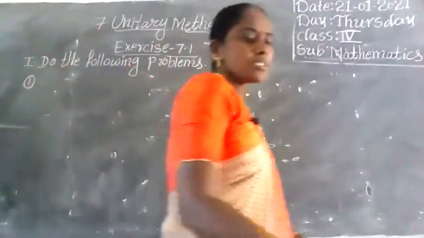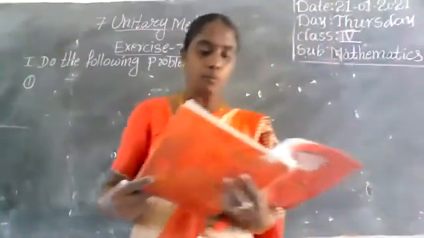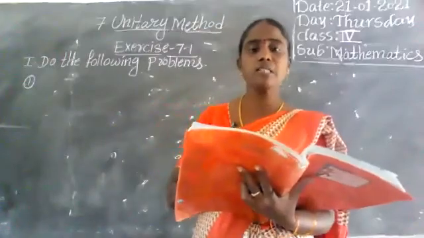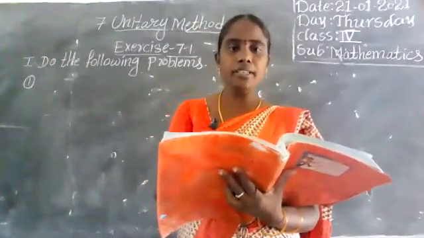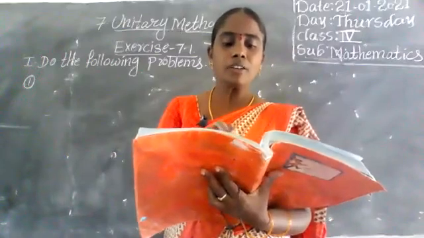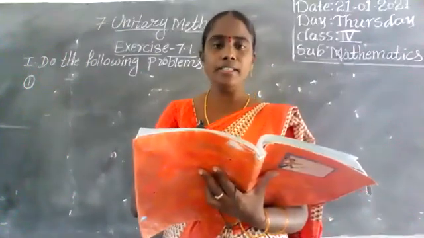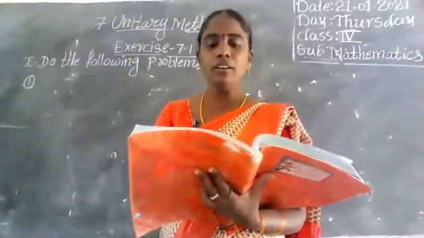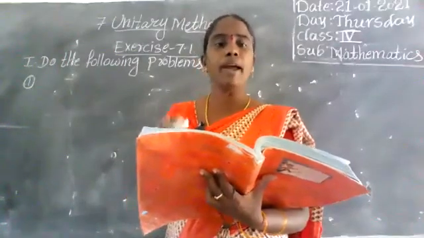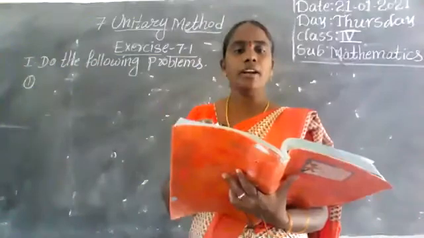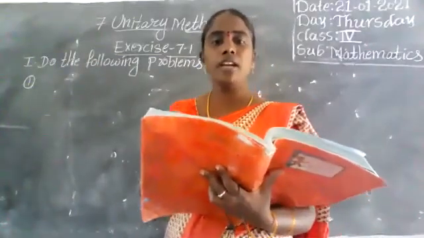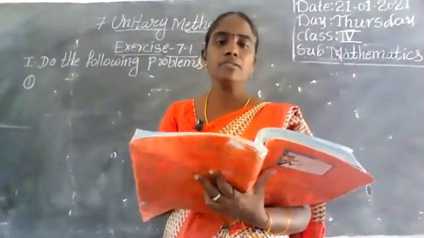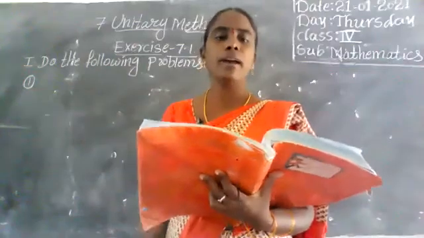First one. The cost of a dozen mangoes is rupees 99. What is the cost of 9 such mangoes? Once again, I am reading. Listen, children. The cost of a dozen mangoes is rupees 99. Here, the cost of a dozen mangoes is 99 rupees. Next, we have to find out the cost of 9 mangoes. Dozen means 12. The cost of 12 mangoes is given. We have to find out the cost of 9 mangoes.